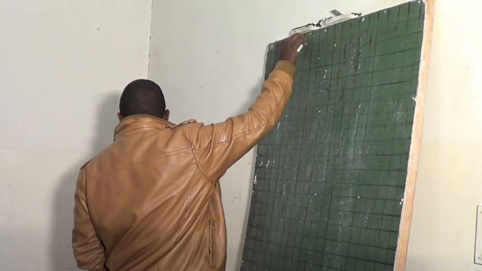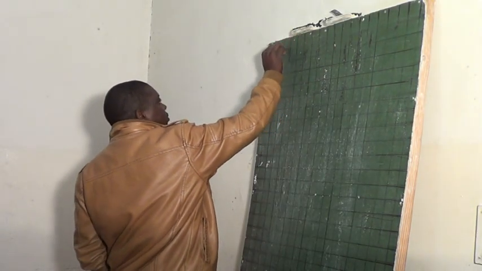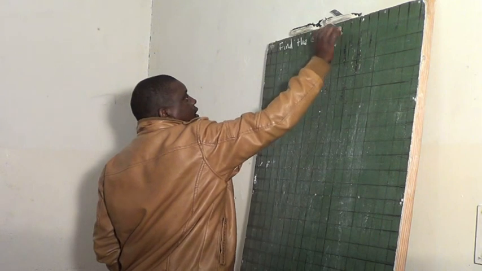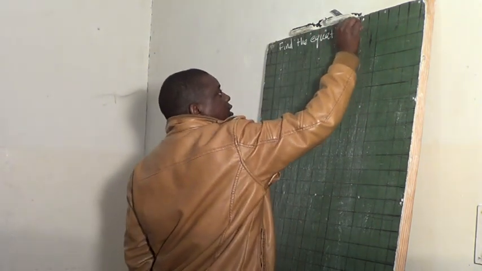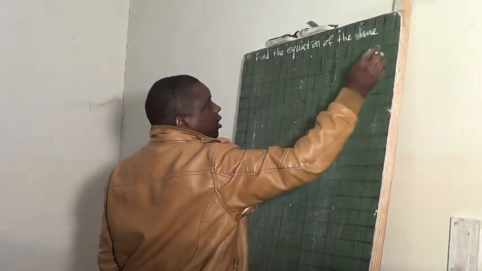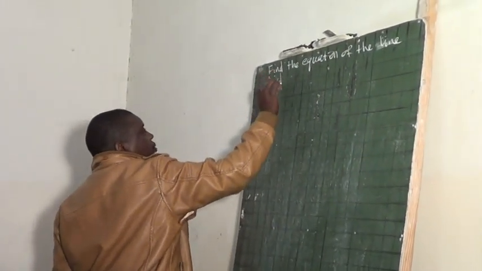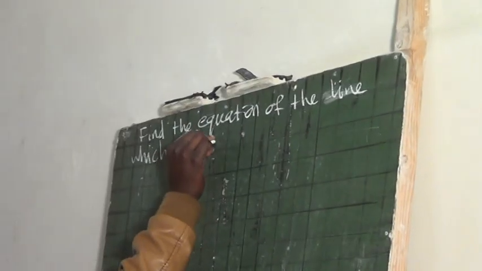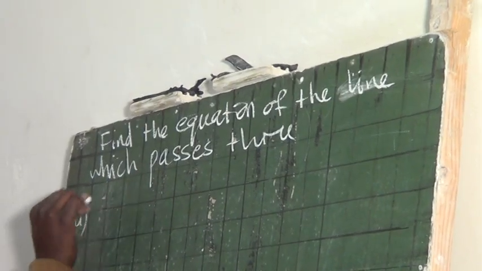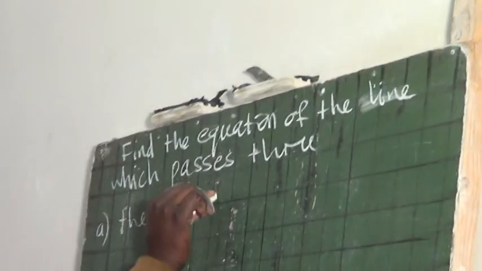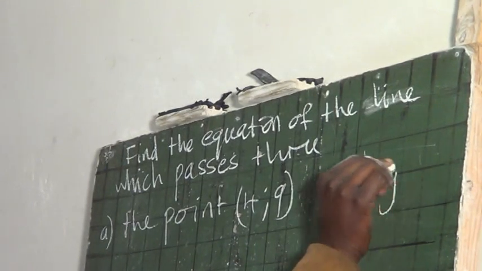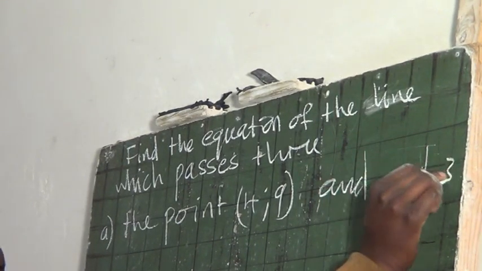Exercise 5, number 1. Find the equation of the straight line which passes through the point 4, 9, and has a gradient of 3.